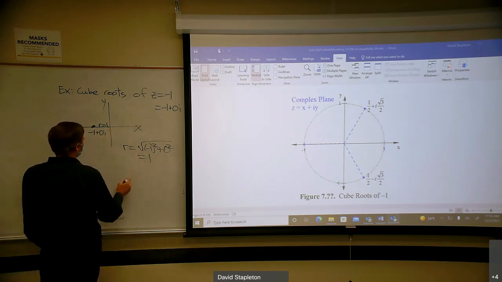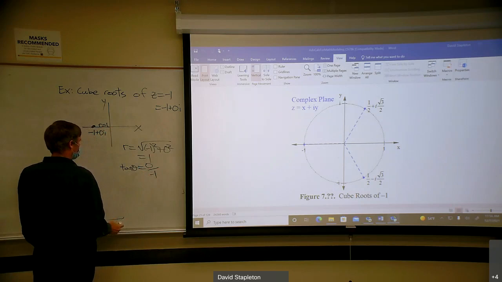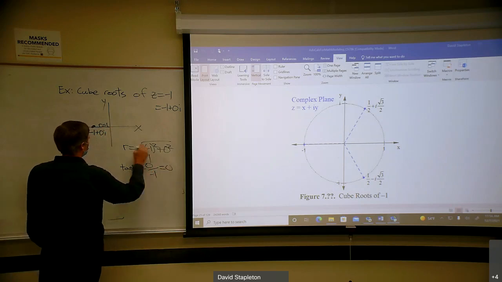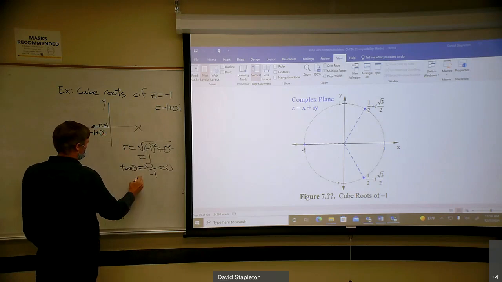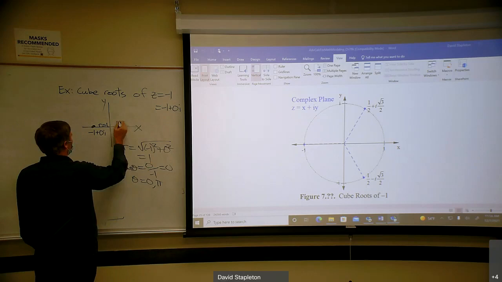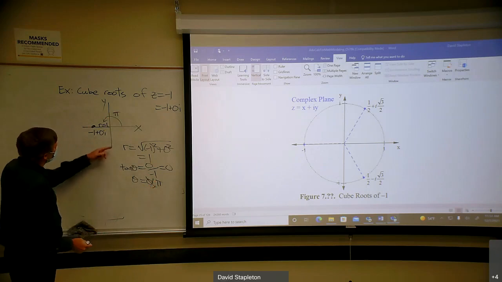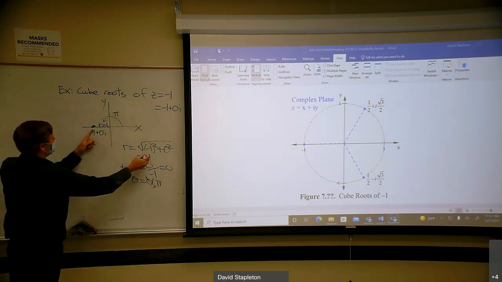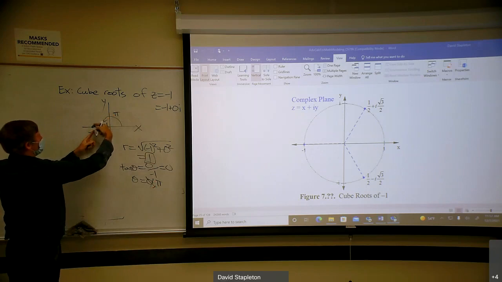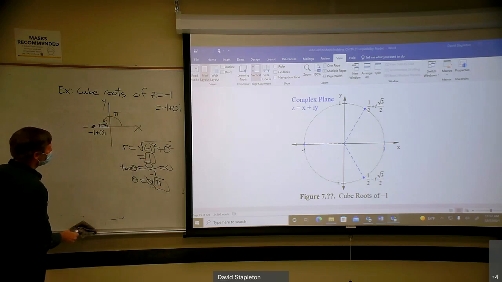What is the angle theta? You can compute it. Tangent theta equals y, 0, over x, -1, and say, oh, in order to get tangent theta equals 0, it has to be 0 or pi. Which one goes in the right direction to this one? Oh, it's pi, right? You don't need to do the calculation. You can look at it and say, oh, it's 1 unit from the origin, r is 1. It's this angle pi in the complex plane. It's on the negative x-axis, so the angle's pi.